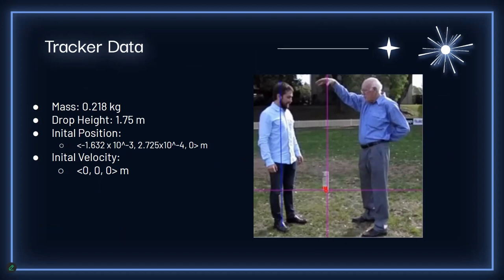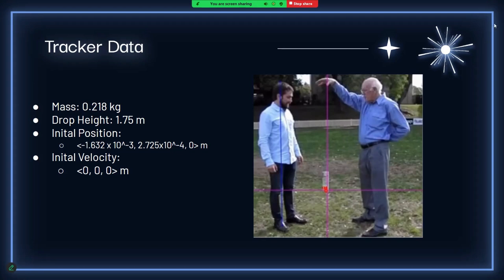The mass was given to be 0.218 kilograms for the slinky. The drop height was the height of the man, which is 1.75 meters, which gives us an initial position of negative 1.632 times 10 to the negative third, 2.725 times 10 to the negative fourth, 0 meters, and then the initial velocity will be 0 because it was dropped from the man's hand at rest.